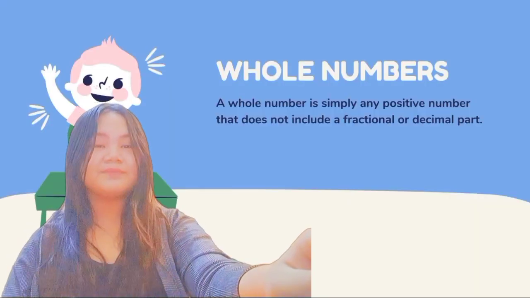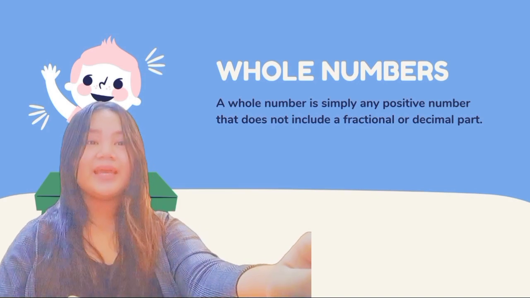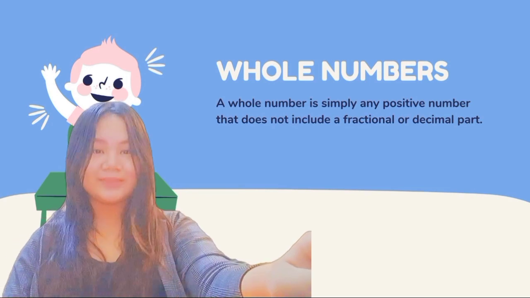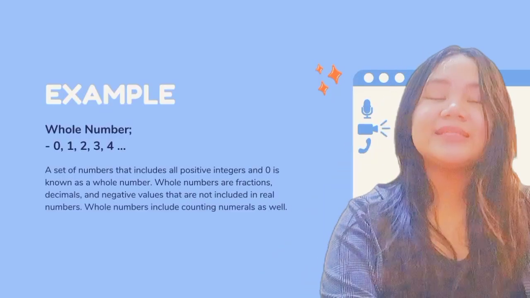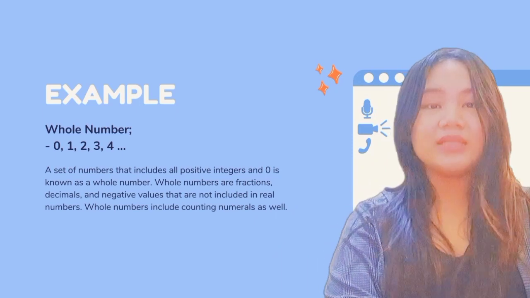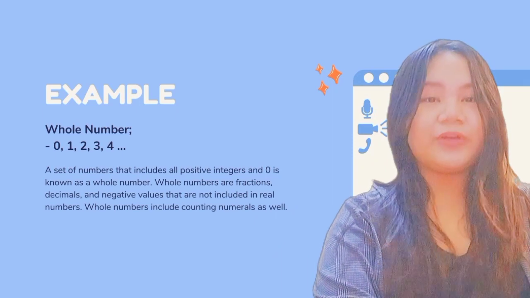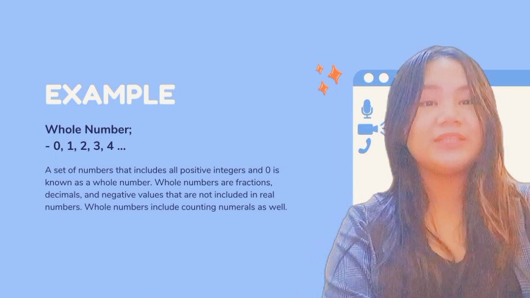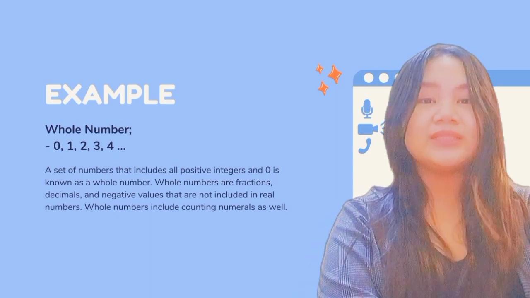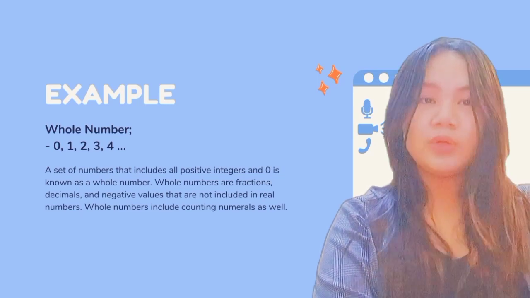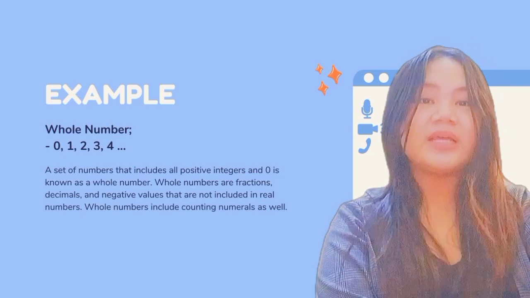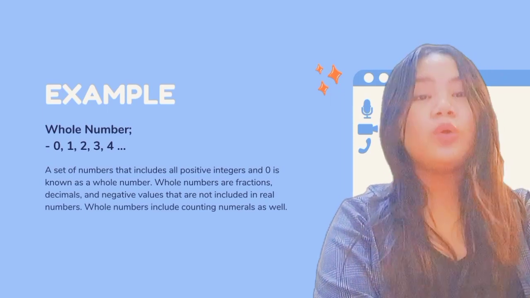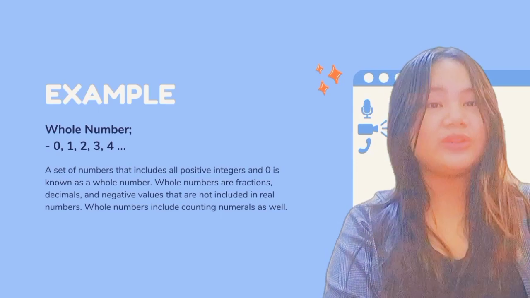Whole numbers. A whole number is simply any positive number that does not include a fraction or decimal. Some examples are 0, 1, 2, 3, 4, and so on. A set of numbers that includes all positive integers and 0 is known as the whole numbers. Fractions, decimals, and negative values are not included in whole numbers. Whole numbers include counting numerals as well.